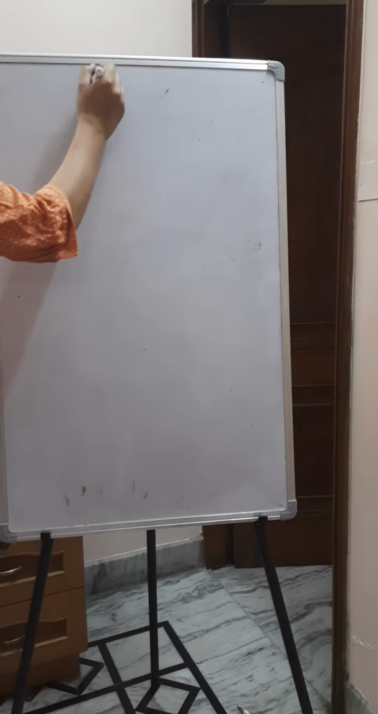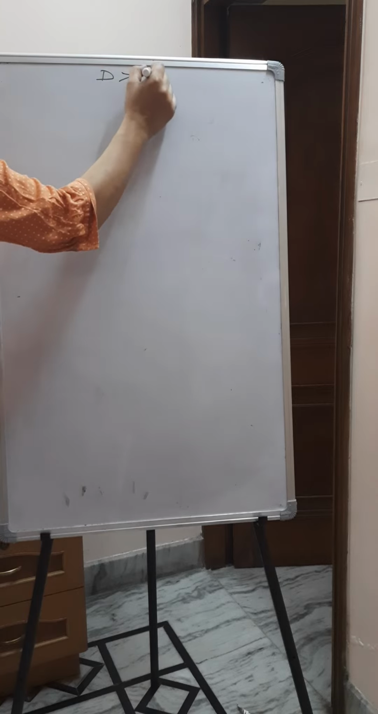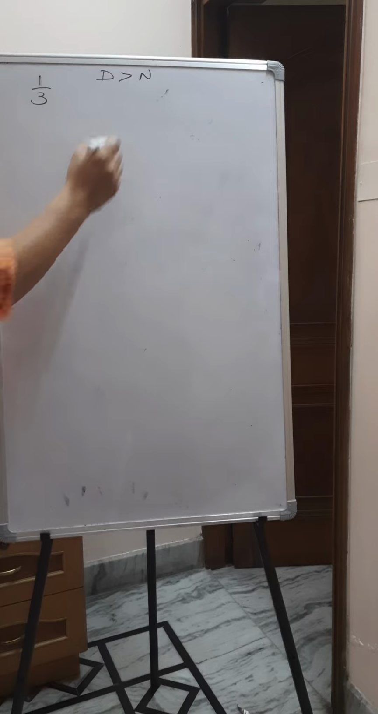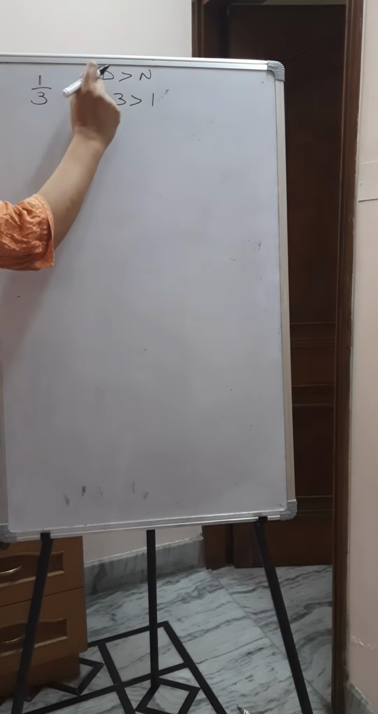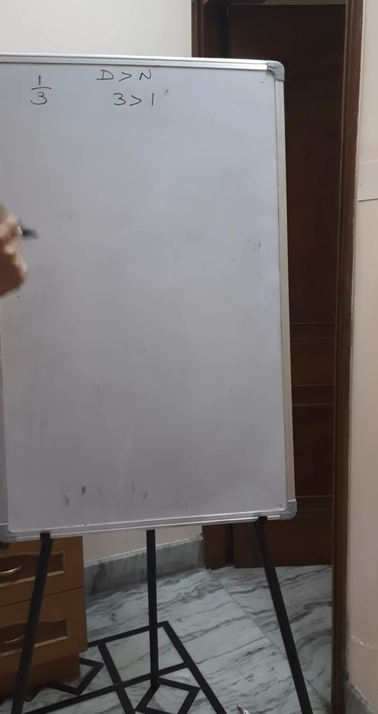And my next concept is about when the denominator is greater than the numerator. What you have to do when the denominator is greater than the numerator. The question is 1/3. 3 is greater than 1. Denominator is greater than numerator. Now what you have to do?